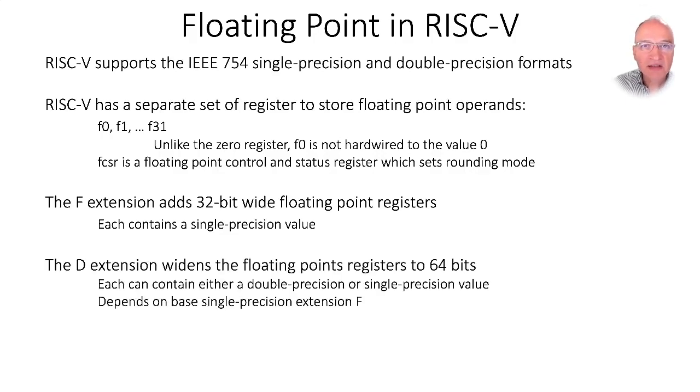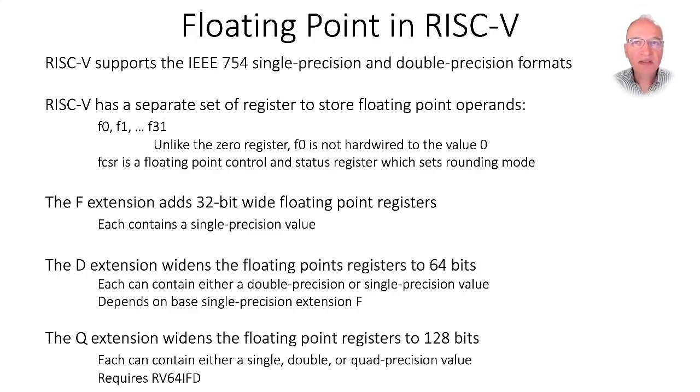There is a D extension. D stands for double. So the double extension will widen the floating point registers to 64 bits and will allow each one of those 64-bit registers to contain either a double or a single precision value. And it depends on the base single precision extension. So you have to have the base single extension F in order to add the double extension.